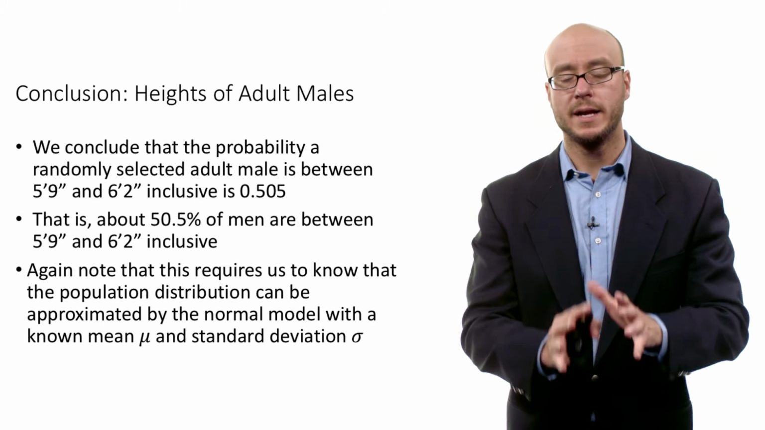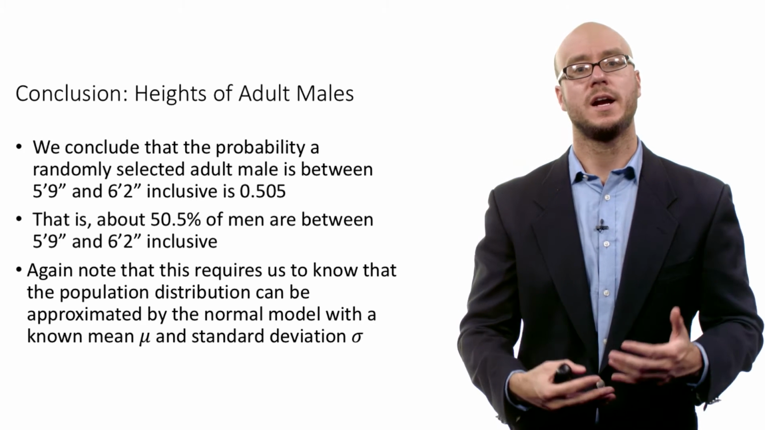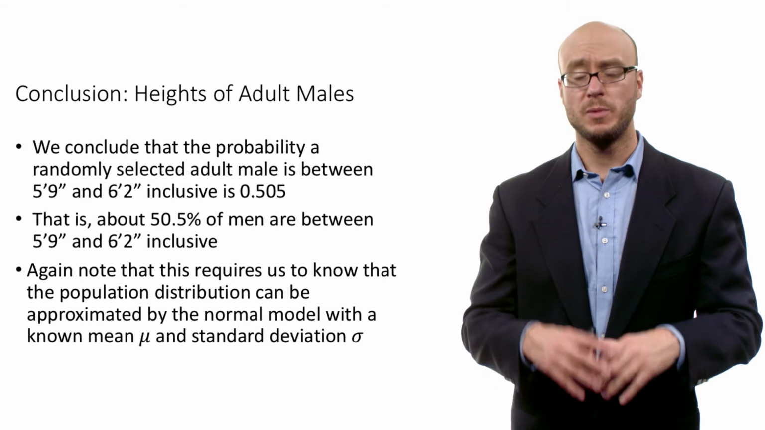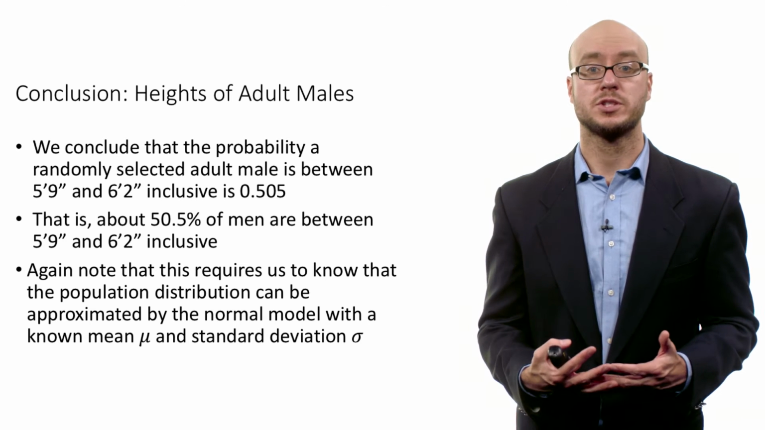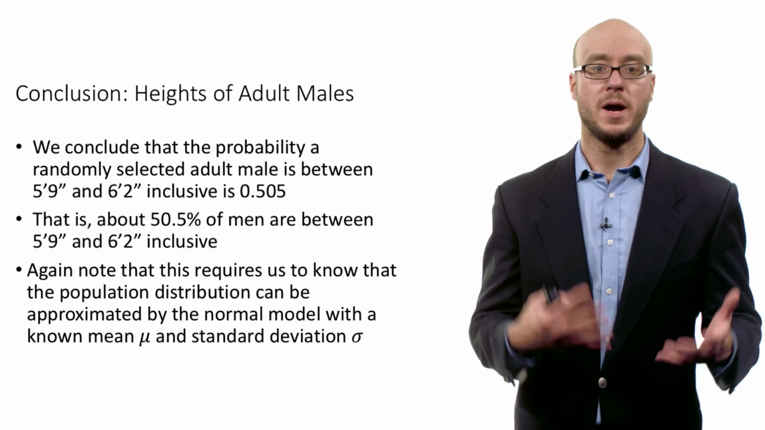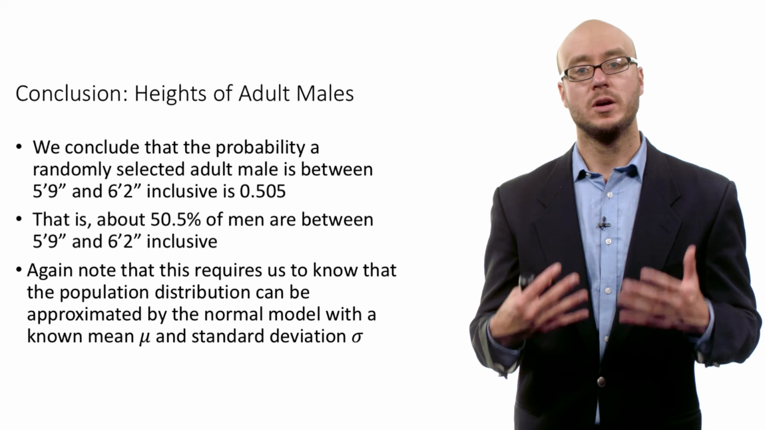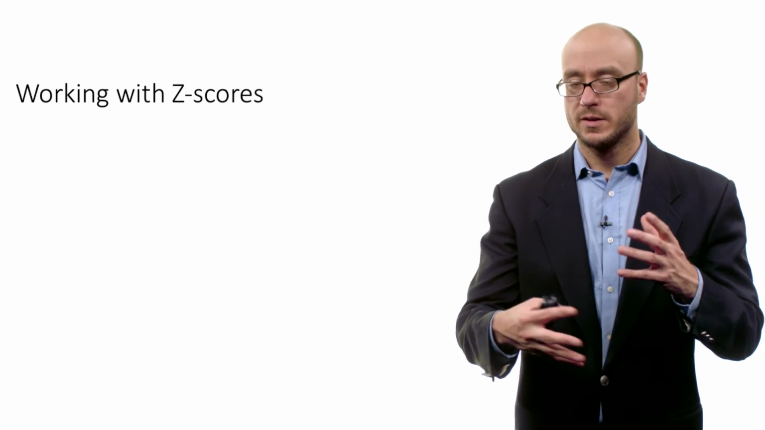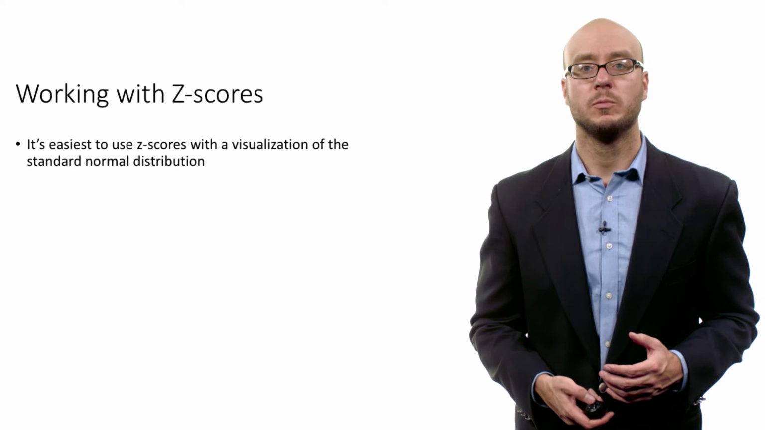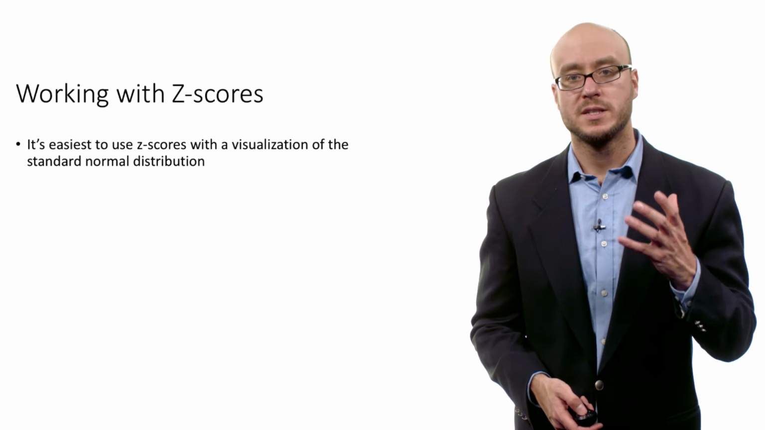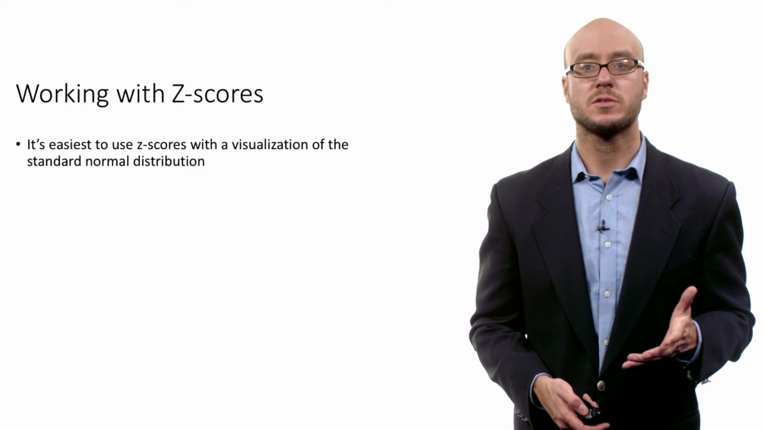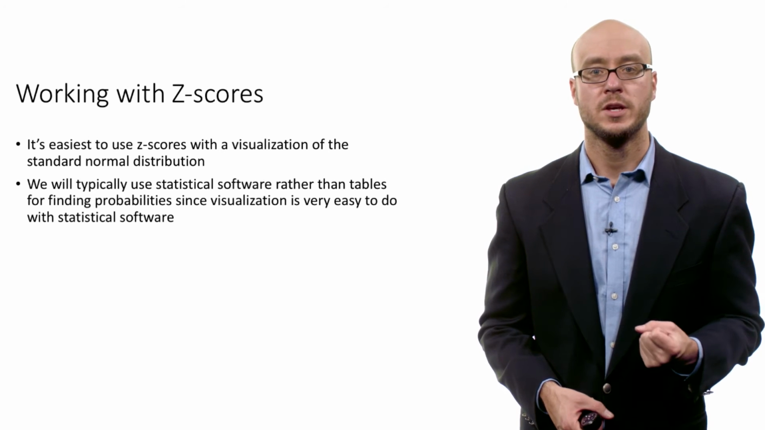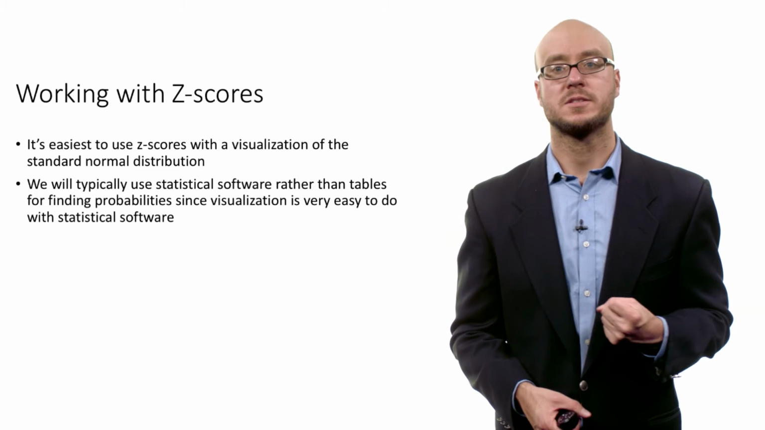But keep in mind that using this kind of technique requires us to know that the population distribution can be approximated by a normal distribution model, that we know the population mean, mu, and that we know the standard deviation of the population, sigma. Let's continue with a few other points about working with z-scores. It's easiest to use z-scores with some kind of visualization of the standard normal distribution model. That's why we will typically use statistical software.